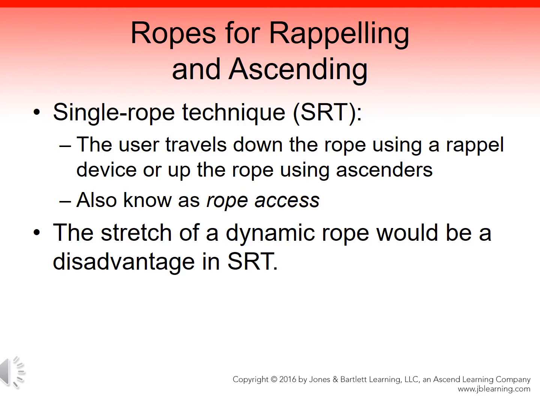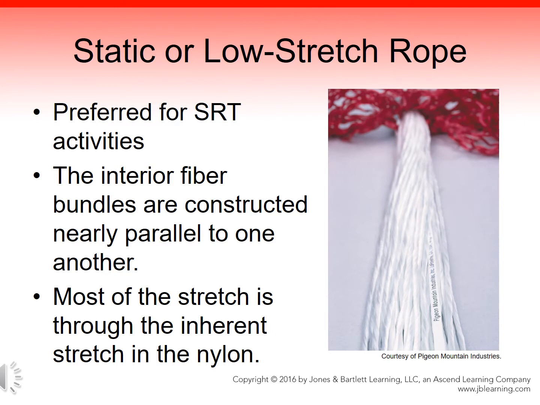Conversely, if you were trying to rappel, it would be difficult at best to try and accurately stop at the correct point with dynamic rope. Static or low stretch rope. If you look at this picture of static Kernmantle in comparison to the dynamic picture, you'll notice the core fiber bundles have drastically less twist, which equates to much less elongation or stretch.